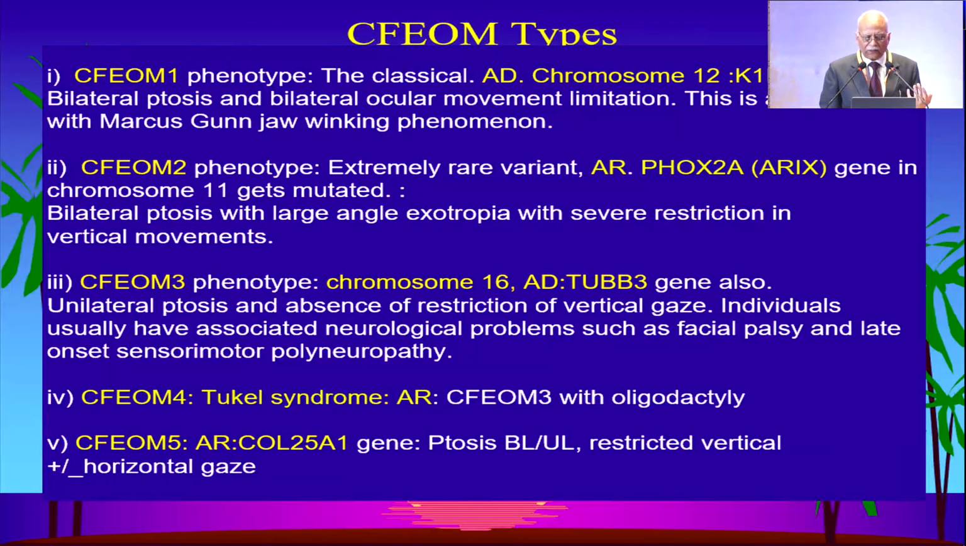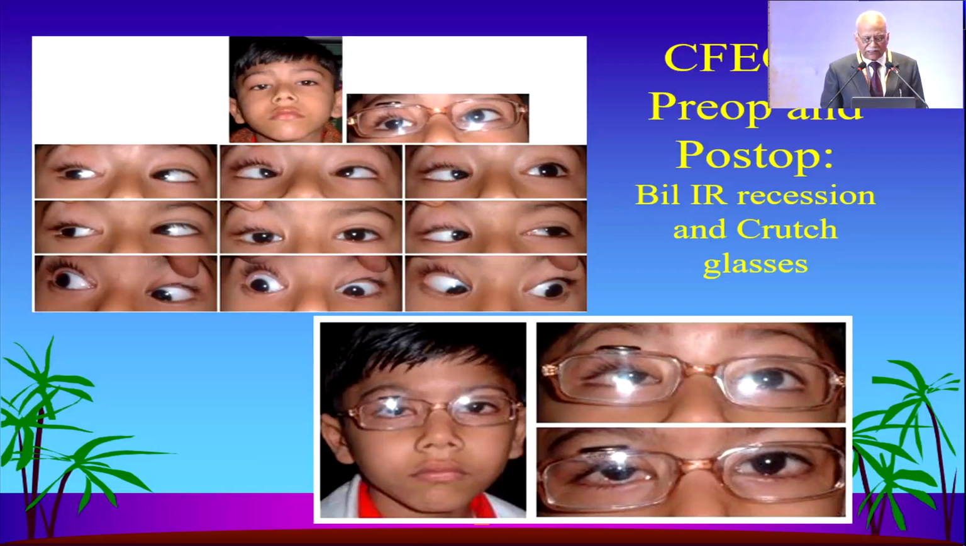There are different types of CFEOMs. CFEOM type 1 phenotype 2. The 1 and 3 are commonly seen. Sometimes we see the Tukel syndrome with oligodactyly, that means a short finger, and the CFEOM5. The unilateral, which we see, is CFEOM3. Otherwise, many of them are bilateral ptosis and bilateral ocular involvement problem. So this is a case of CFEOM.